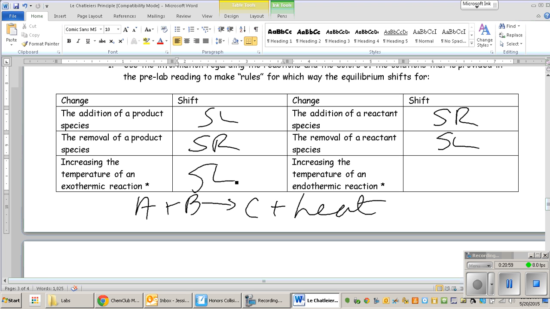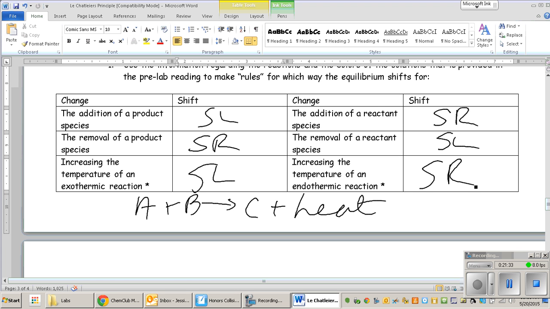Increasing the heat of an endothermic reaction. Where's the heat? Reactant or product side? Reactant side. So if you increase a reactant, which way does it shift? To the right. Thank you. What if I had this exothermic reaction and I cooled it down? What am I doing? Taking away heat. So I'm taking away a product. Taking away a product will cause you to go which way? I have too few products, so I go back to the right.